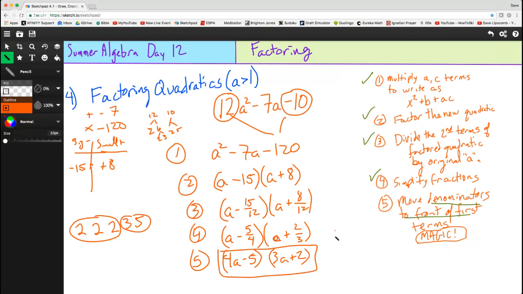And we can check our work if we want to. 3a times 4a is 12a squared. 2 times 4a is plus 8a. 3 times negative 5 is negative 15a. And then 2 times negative 5 is minus 10. We combine terms and we get 12a squared minus 7a minus 10.